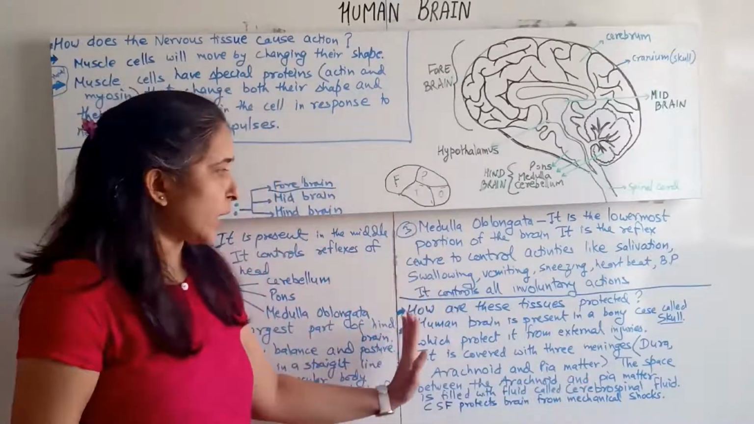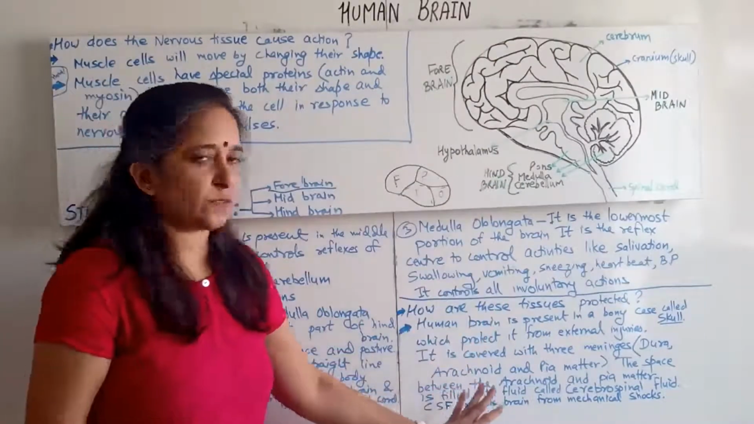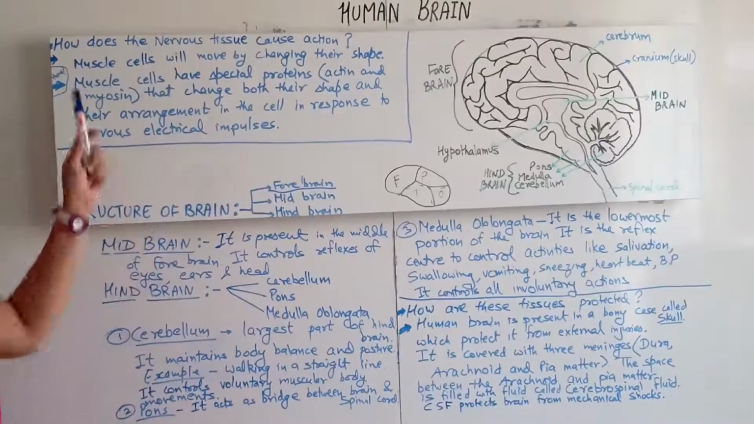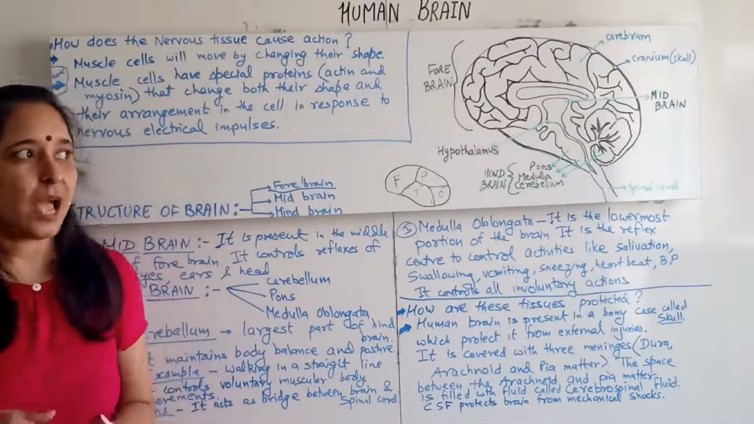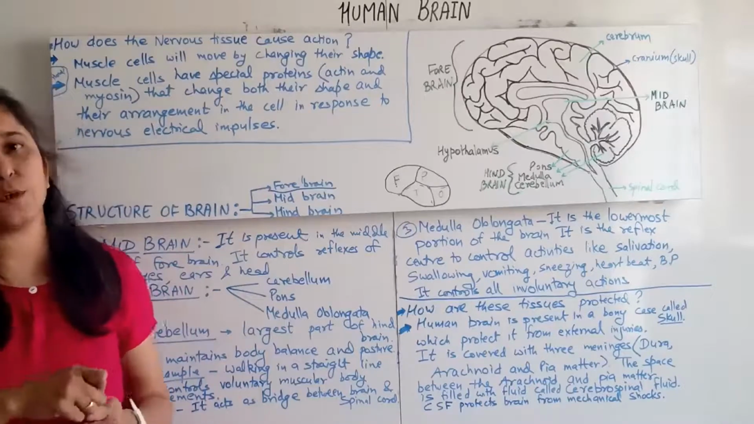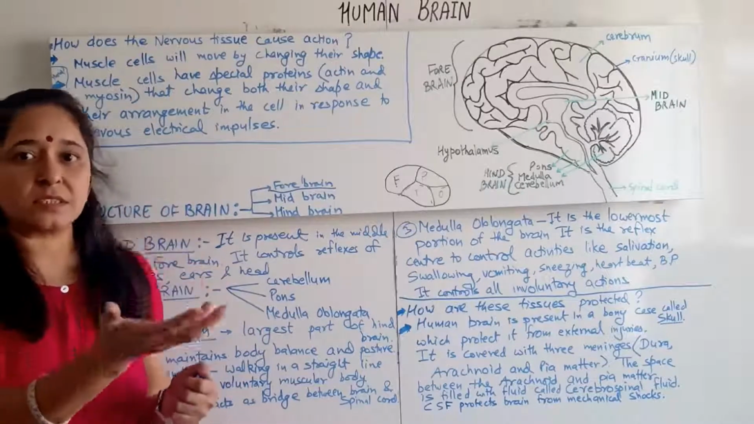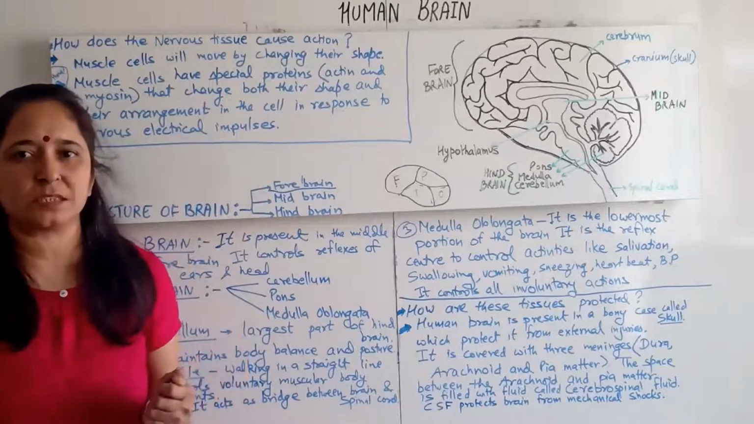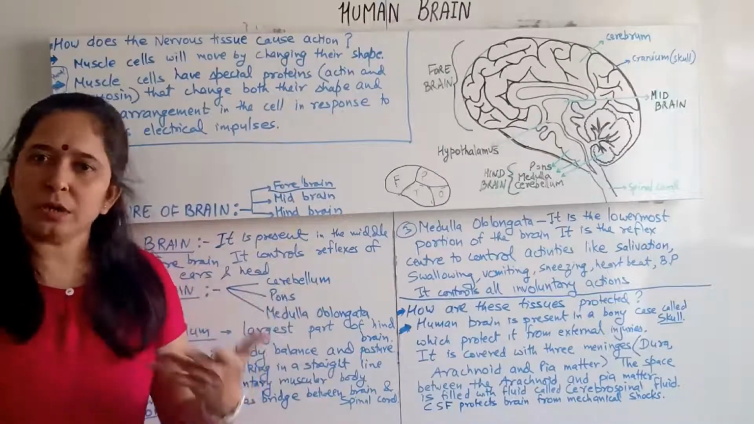So this is the way how our brain is protected. Okay, those are the things which are present. Okay, in your textbook they have given one more thing. How does the nervous tissue cause action? Action means nervous tissue, with the help of the neuron, the message from the sensory parts is sent to the brain, then the brain again gives the message to the muscles to do the action, to the hand or legs motion.